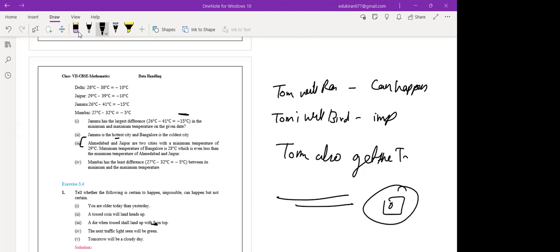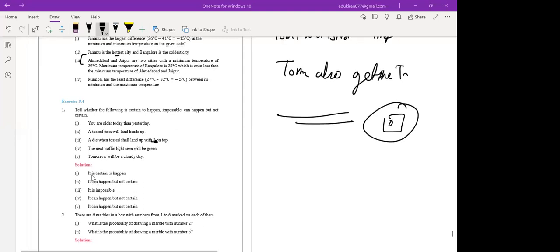Everyone done? Yes, ma'am. So what did you get? For the first one, it is certain to happen. You are older today than yesterday, right? A tossed coin will land heads up. It can happen, but not certain, right? Then a die when tossed shall land up with 8 on top, it is impossible. The next one, traffic light seems will be green. It can happen, but not certain, right? If it is red, then the next light will be yellow.